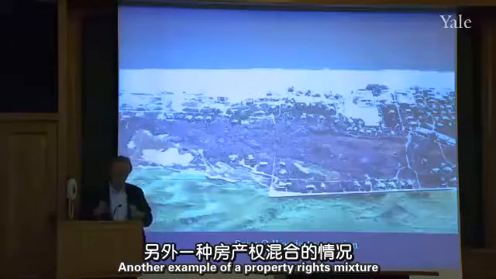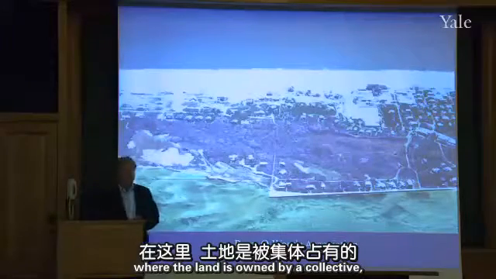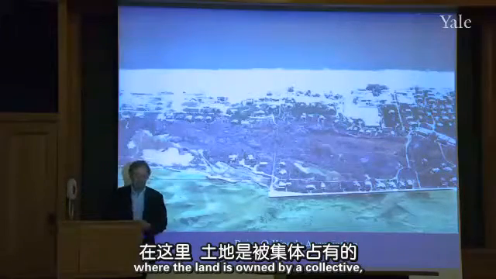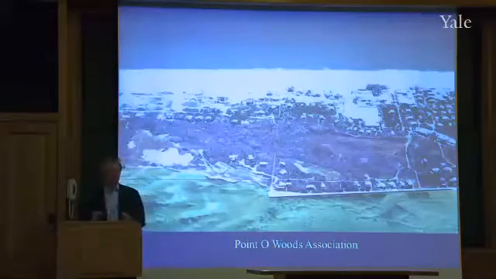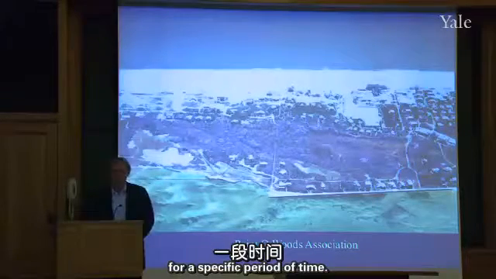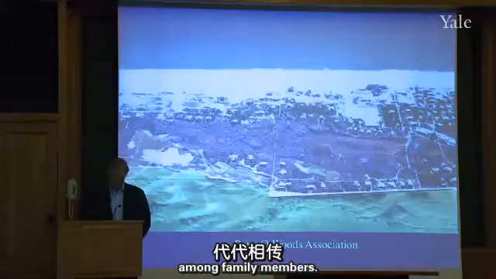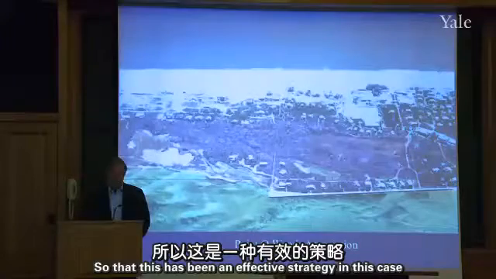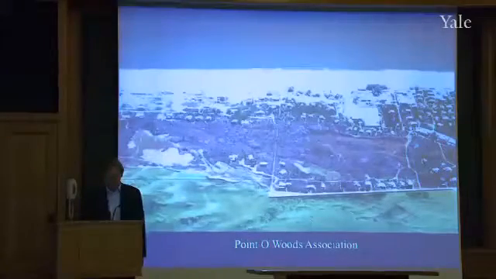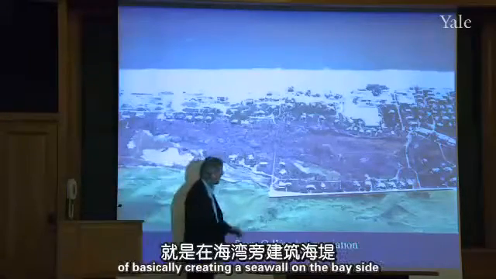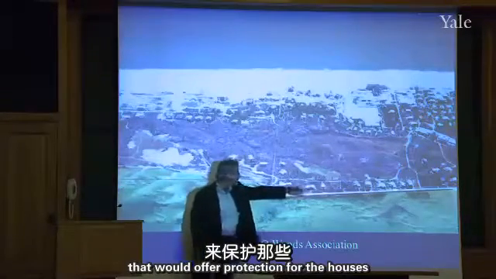Another example of a property rights mixture on Fire Island is the Point of Woods Association, where the land is owned by a collective, a corporation, that then leases out the right to take over one of the houses in the community for a specific period of time. Could be 50 years, it might be 75 years, and these lease rights are often passed on down among family members. So this has been an effective strategy in this case to protect the common space, the open land in the middle. By the way, you see also an example here of creating a seawall on the bay side that would offer protection for the houses that were built here.